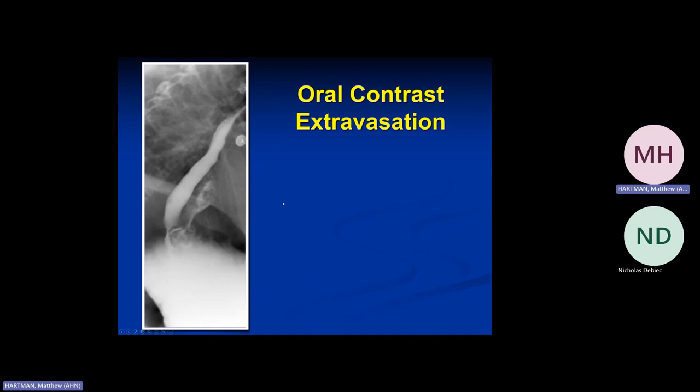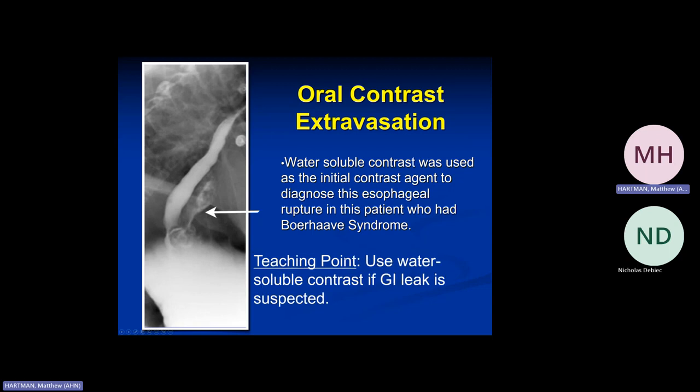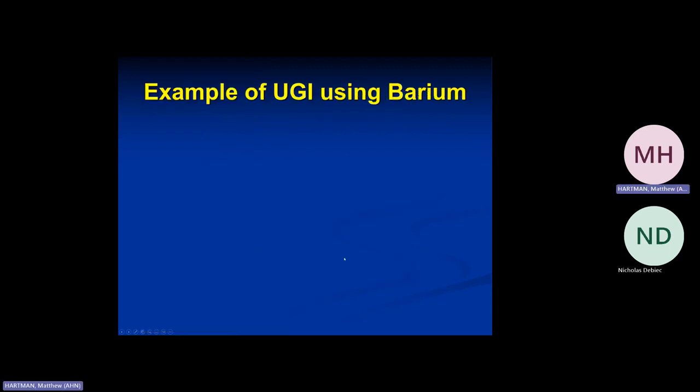So here's an example of a patient with suspected Boerhaave's, drinks the oral contrast, water soluble, goes down, but then we get this outpouching. This is a leak right near the GE junction. And again, we used water soluble contrast first.